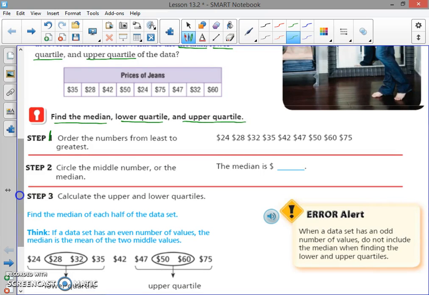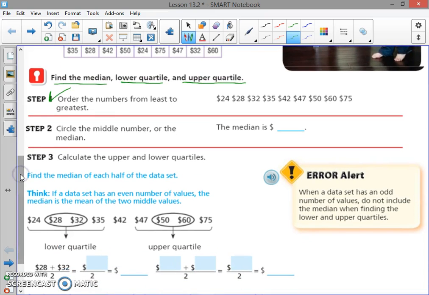So step one, always, whenever you have a set of data, everyone listening, please order them least to greatest. First thing you do. Whether you need to find the median or not, I think it's just easier if you order them least to greatest and know what you're dealing with. All right, circle the middle number or the median. The median in this case would be 42. Let's just see. Left, right, left, right, left, right, left, right, middle. That means we have an odd set of data. So $42 is the median for all of the data.